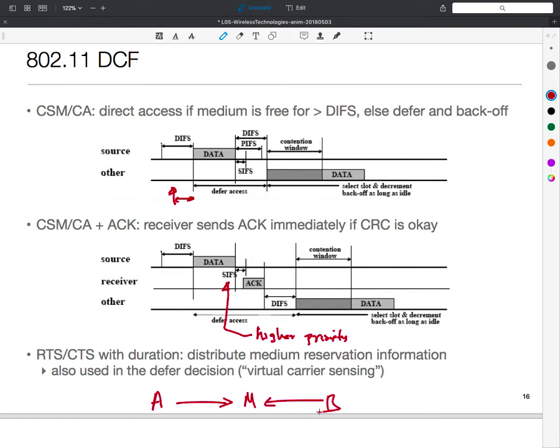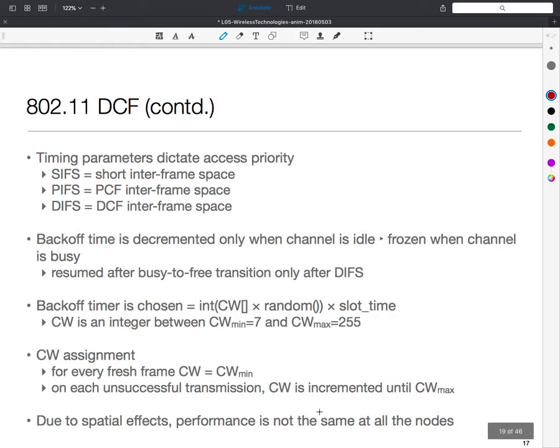So there is all this additional stuff built into it, but the main concept I wanted to get across here is that you need some protocol to arbitrate access, and timing and the spatial distribution all matter quite a bit.